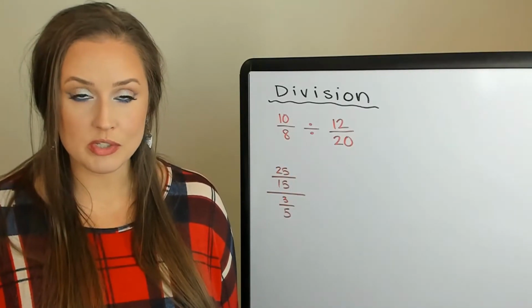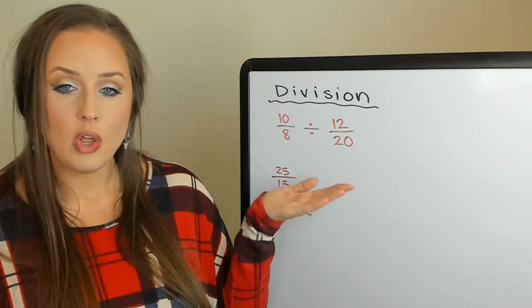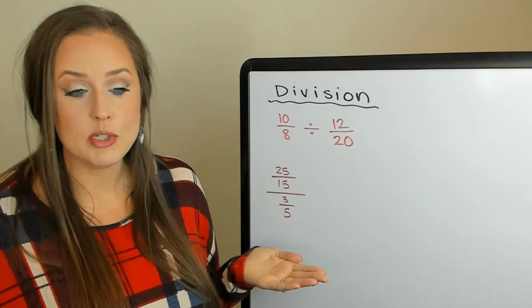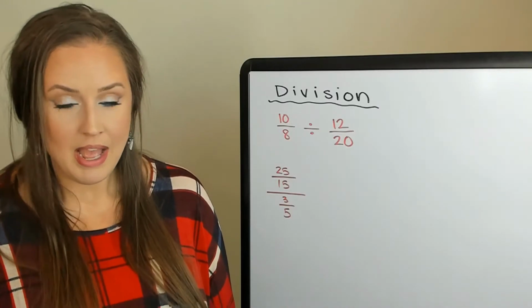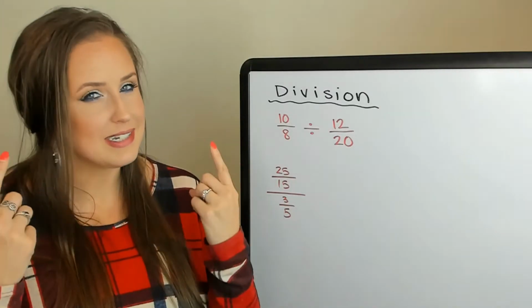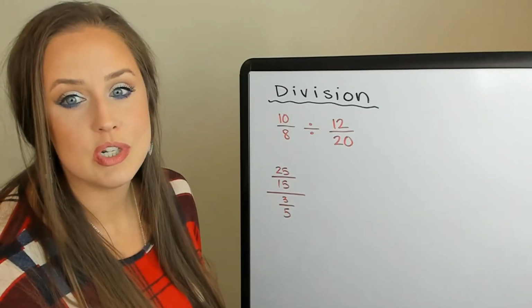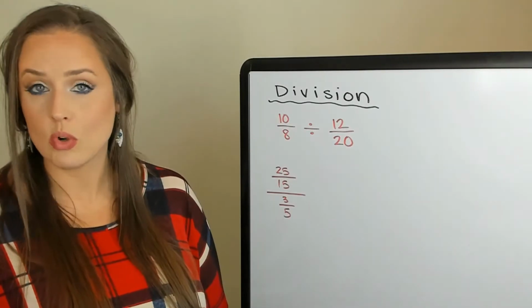Now multiplication wasn't too bad, which is good news because all you're going to do with division is turn it into a multiplication. Now rather than say multiply by the reciprocal every time, I have a much more condensed phrase that tends to stick really well. So that phrase I'm going to use is copy dot flip. So copy dot flip.